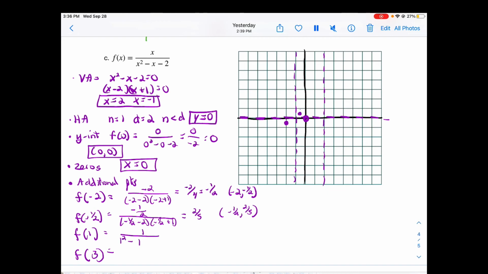Then replacing every x with 1. Notice this time I plugged it into the original equation, so you can see that you can plug it in whichever way you want. You'll get the same answer. So now I have the point 1, -1/2 on my graph. And finally, replacing every x with 3, I get the point 3, 3/4. So I'm going to plot that on my graph.